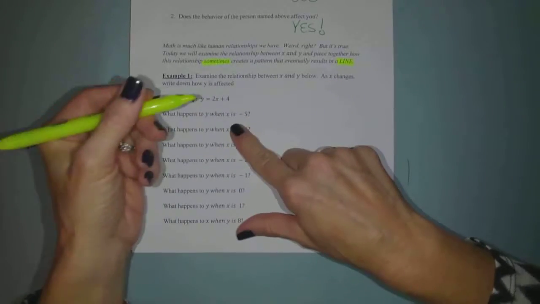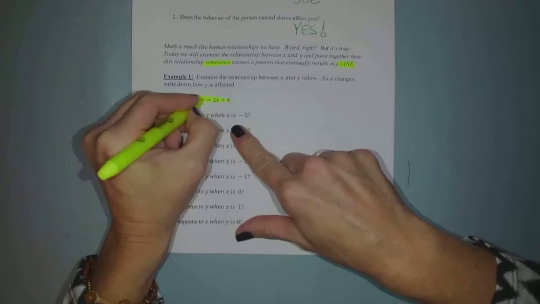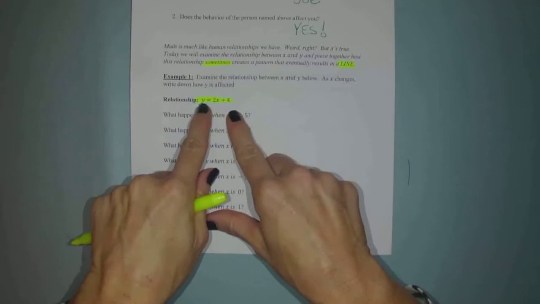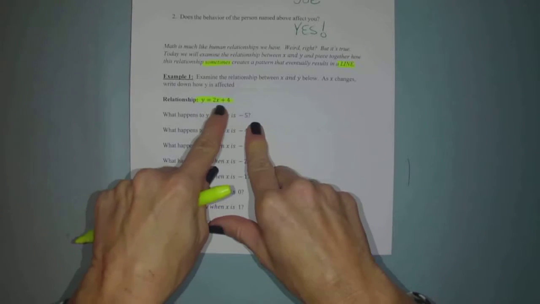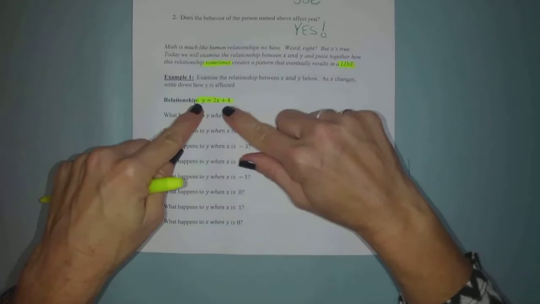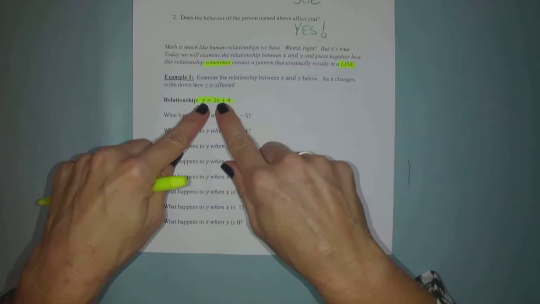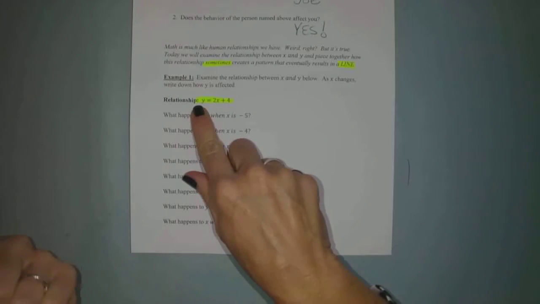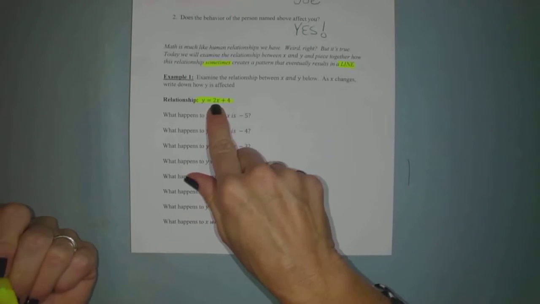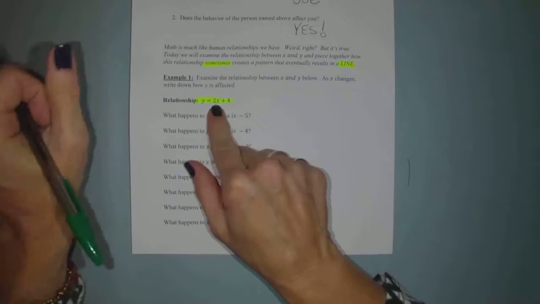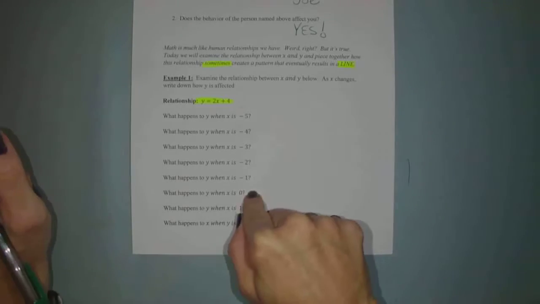So here's the relationship. The relationship that X and Y are in right now is given by Y is equal to twice X plus the constant 4. So this is the relationship that X and Y are currently engaging in. And we're going to see what happens to Y as the behavior of X fluctuates, as it changes. X is going to get a little moody right now, so we're going to change the mood of X and see how it affects Y.